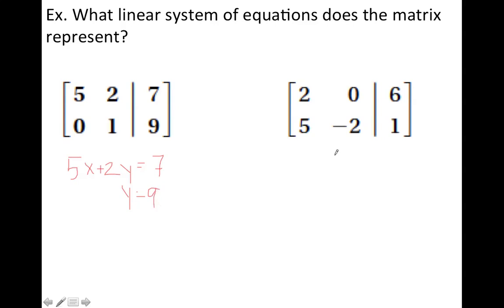And do the same thing for the second one. You should have 2x equals 6, and 5x minus 2y equals 1.